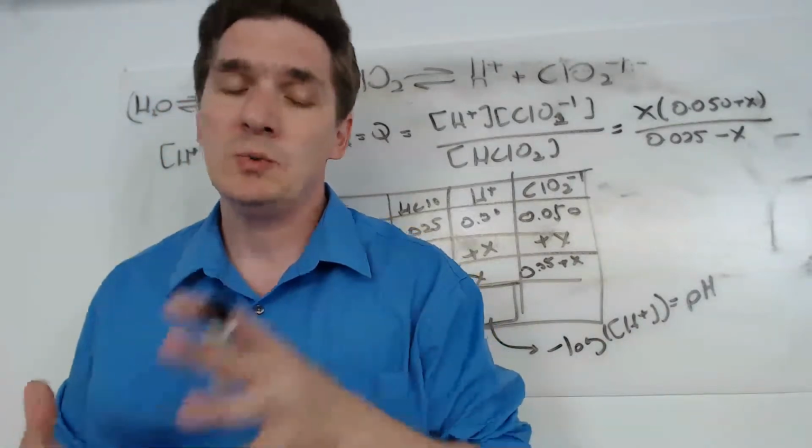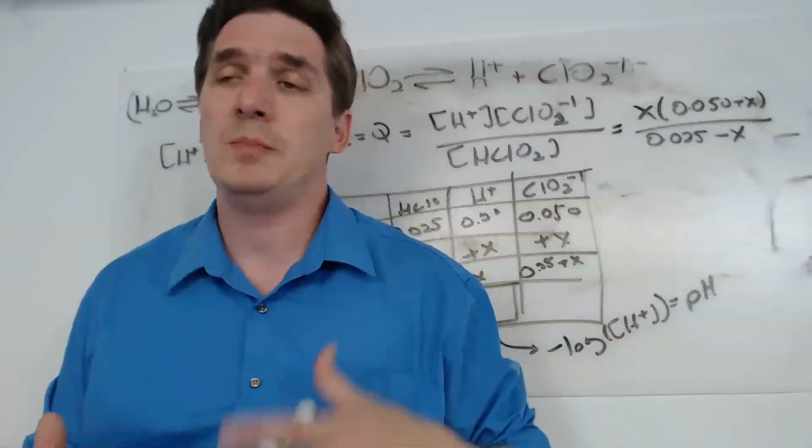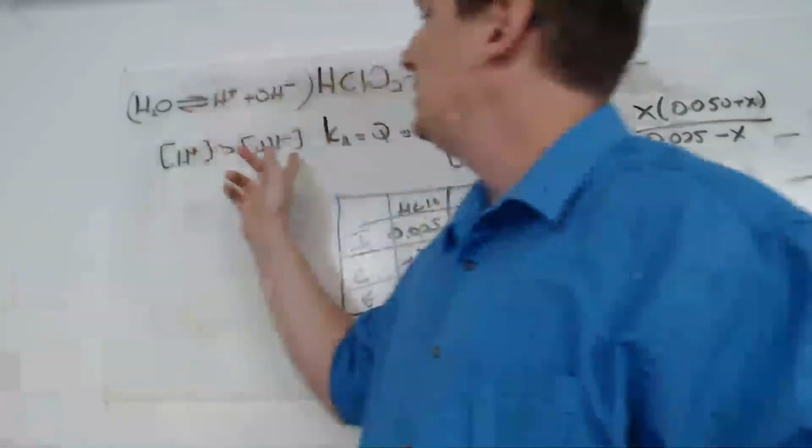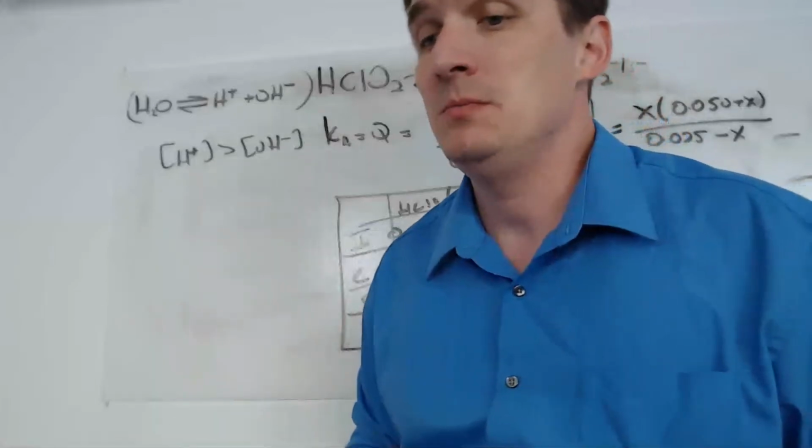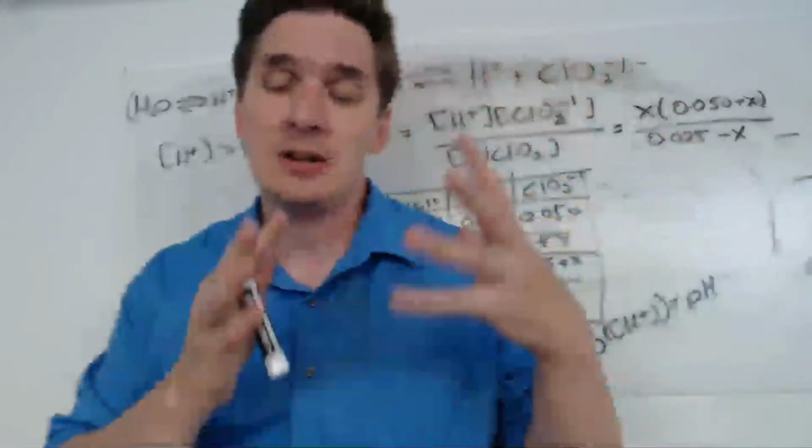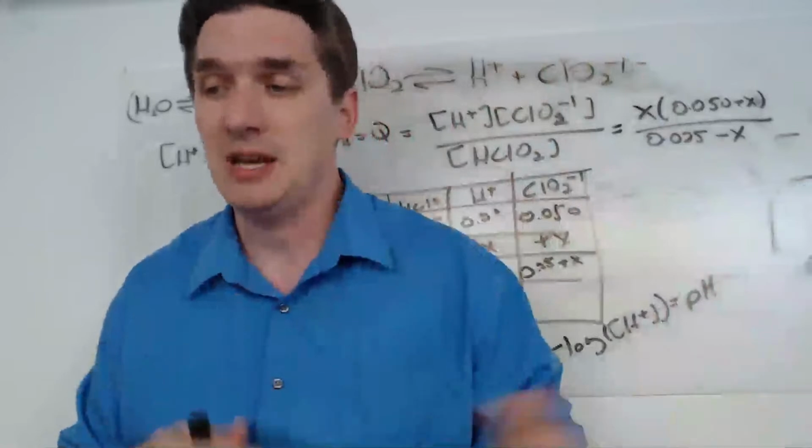Now, typically we work with basic buffers or bases in general. We work with the OH minus and then we back convert into the pH. So we figure out our concentration of OH minus and then go back to pH.